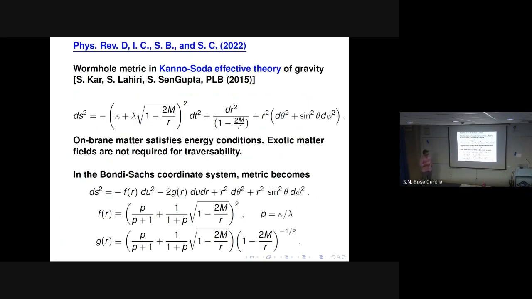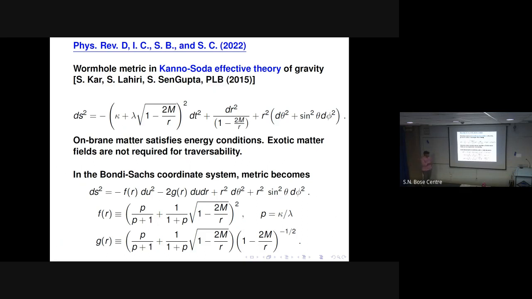This is a work that I did with one of the people sitting here, Shomu, and another Shomu from ICTS. What we do here is use the Kanno-Soda effective theory of gravity. This is a brane-world scenario where you have two four-dimensional branes embedded in a five-dimensional bulk. So in this scenario, you write down the five-dimensional Einstein field equation and then you project it onto the four-dimensional brane, which has the wormhole, and you expand it into the bulk, and then you end up with this Kanno-Soda effective theory of gravity.